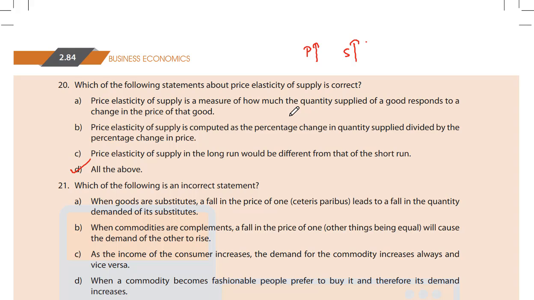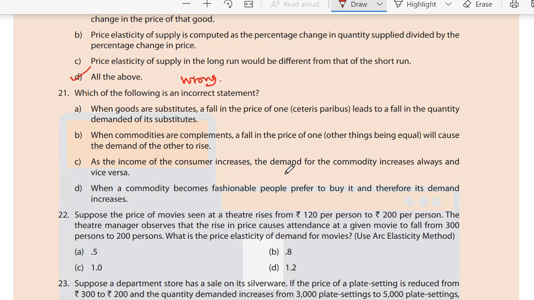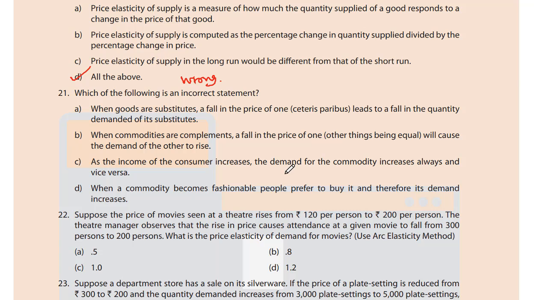Let's see question number 21. Which of the following is an incorrect statement? Which is a wrong statement? A, when goods are substitutes, a fall in the price of one, ceteris paribus, let the buyer be aware, leads to fall in the quantity demanded of its substitutes. B, when commodities are complements, a fall in the price of one, other things being equal, that is ceteris paribus, will cause the demand of the other to rise.